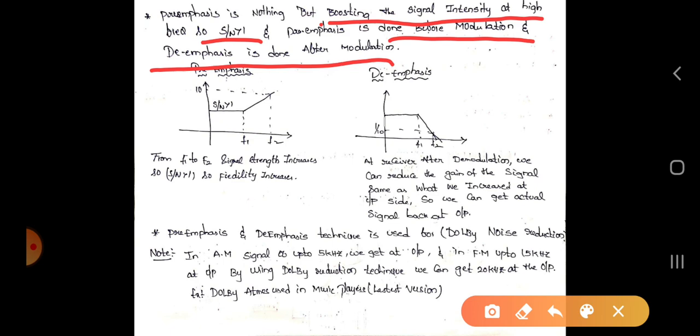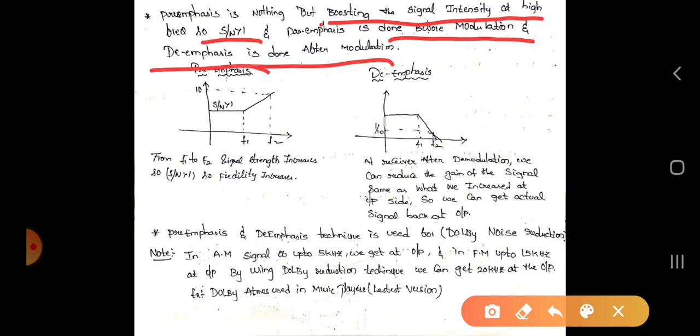Pre-emphasis is nothing but we are just boosting the signal intensity level at the high frequencies, so that we are also increasing the signal to noise ratio at the high frequencies, so that at the receiving end after demodulation we will get all the signal without any losses.